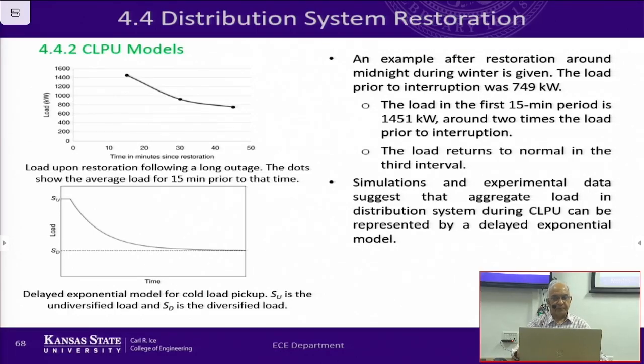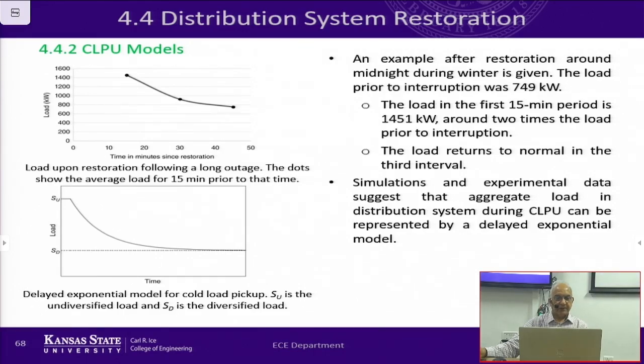So the top one is not a model, it's an actual recording of data after an interruption. You can see that the initial load was almost 2 times the normal load here, and it took close to about 30, 40 minutes, about half an hour, from here to here to come down. That's because gradually the cycling of the heaters will start happening and the load will come down to a normal level. So for mathematical purposes, we can model this as a delayed exponential function.